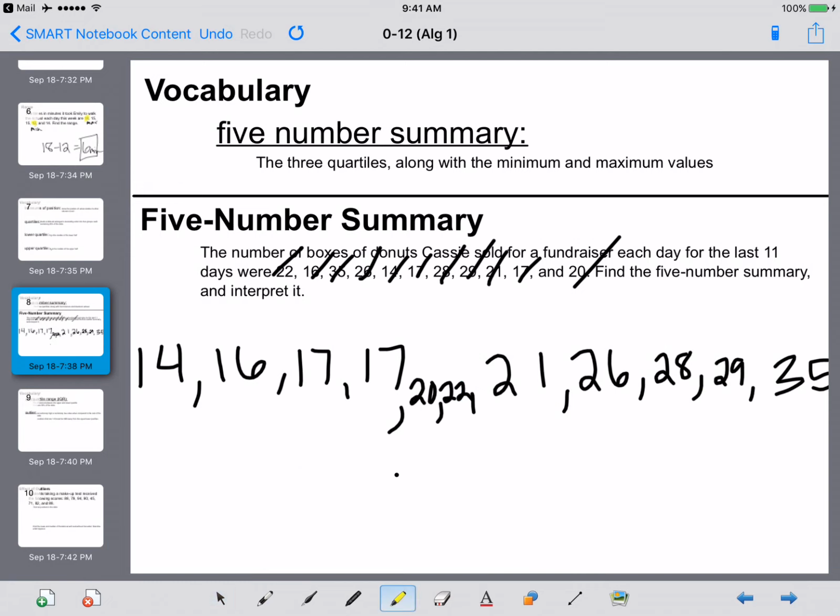So the first thing I'm going to do is find the median. So smallest, biggest, 3, 3, 4, 4, 5, 5. So our median is 22.